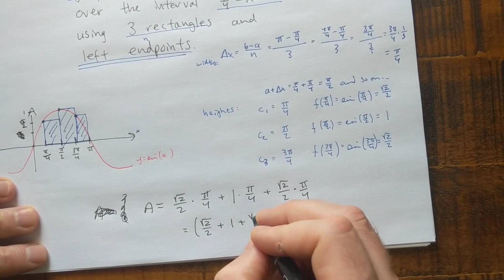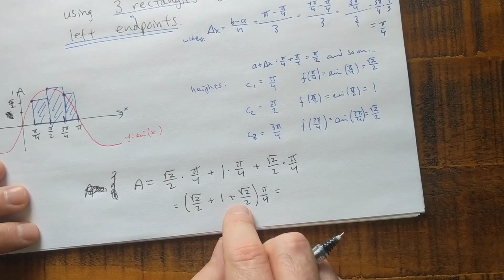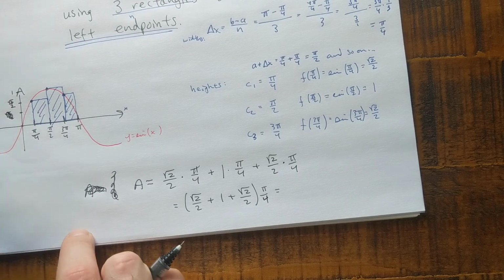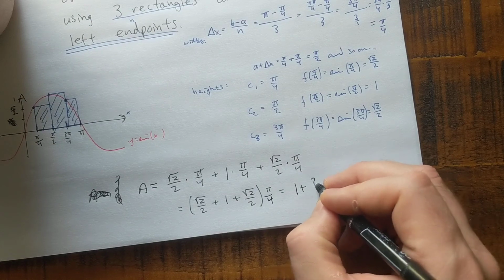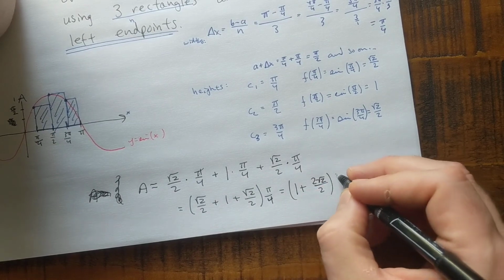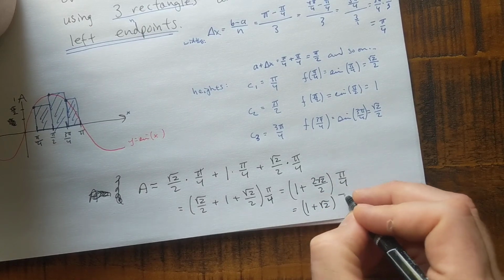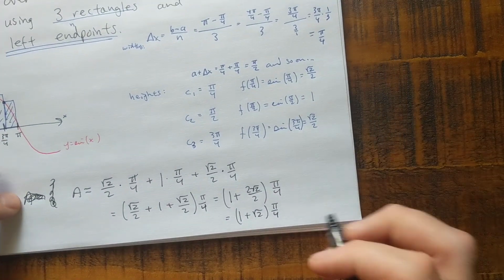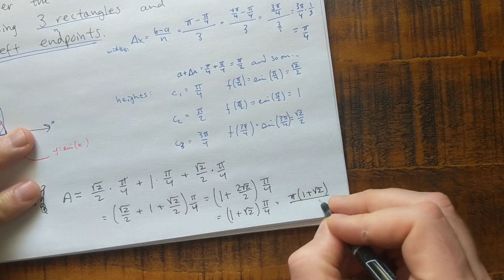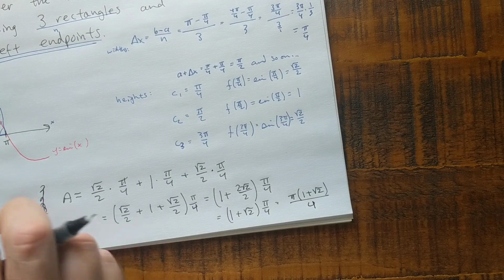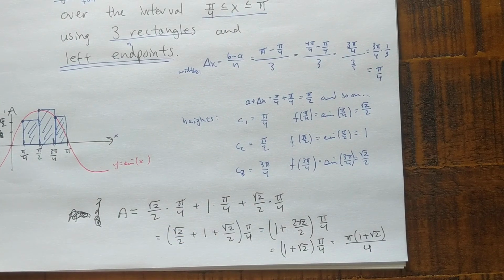So we can add all the heights and then multiply by the width of all of the rectangles. So square root of 2 over 2 plus square root of 2 over 2, let's add those two together. So this would be 1 plus 2 square root of 2 over 2, times pi over 4. And these 2's will cancel, so really it's 1 plus the square root of 2 times pi over 4. We can't do much better than that. You might write it as pi times 1 plus the square root of 2, over 4, to make it look more like one number, but that's it. So the approximate area using these rectangles under the curve there is 1 plus the square root of 2 over 4 times pi.